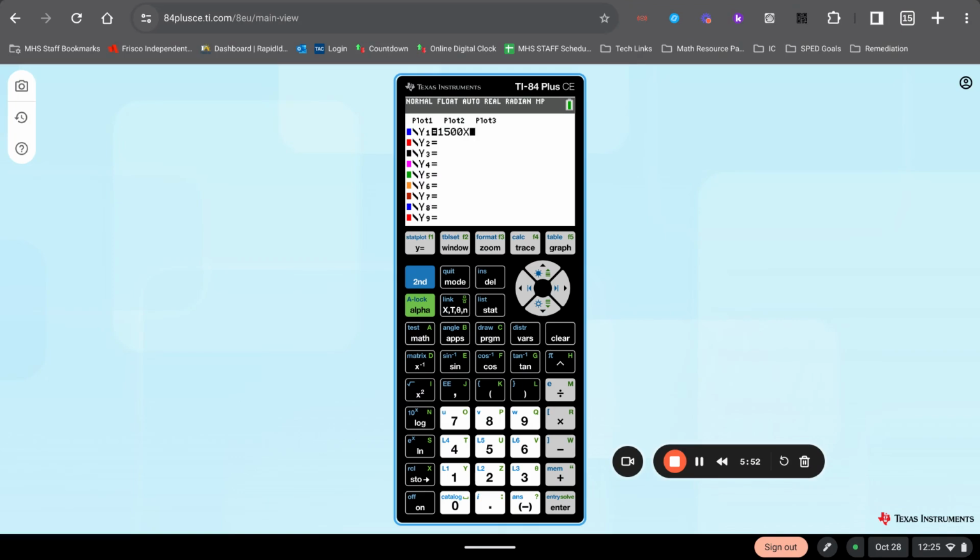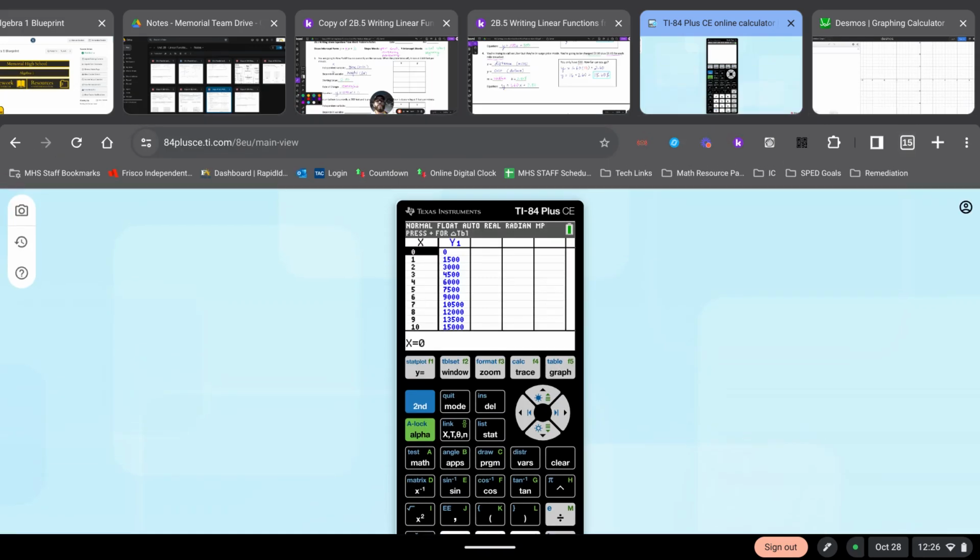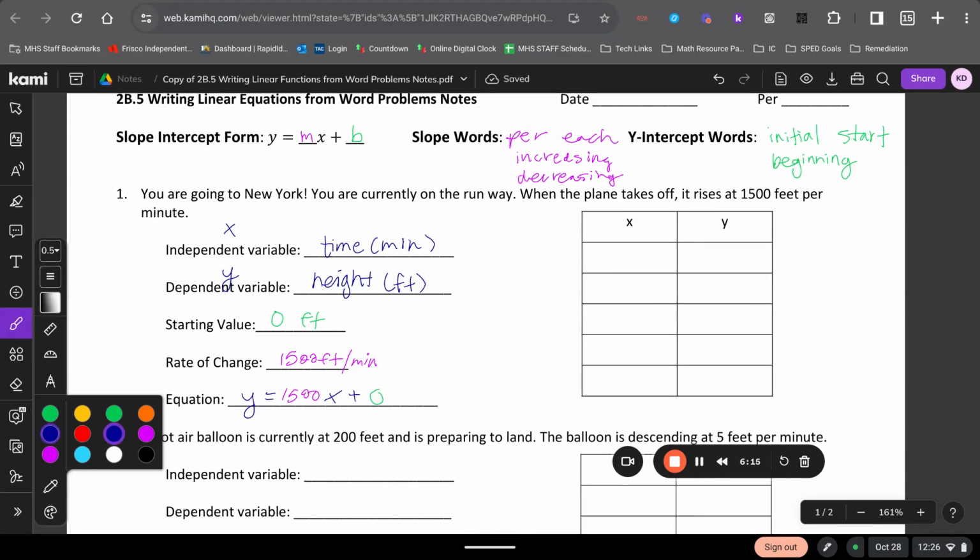And I'm not going to add the plus 0 this time. And then I don't care about my graph as much as I do my table. So if I hit the second button and hit graph, it's going to take me to that table window. And you can see right here, I can get that first set of values. So 0, 0, 1, 1500, 2, 3000, 3, 4500, and so on and so forth. So I can just take that table and plop that in right here. So 0, 1, 2, 3, 4, and we had 0, 0, 1, 1500, 2, 3000, 3, 4500, and 4, 6000.